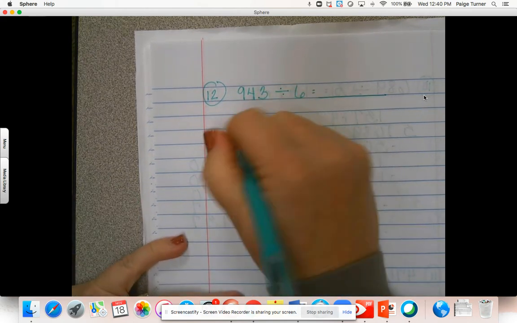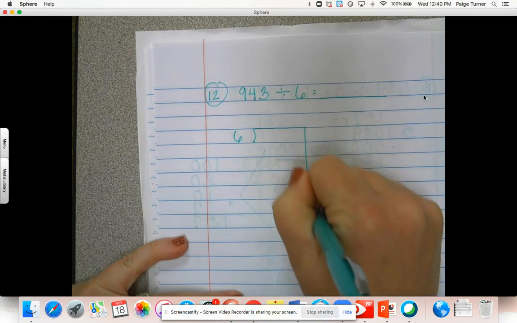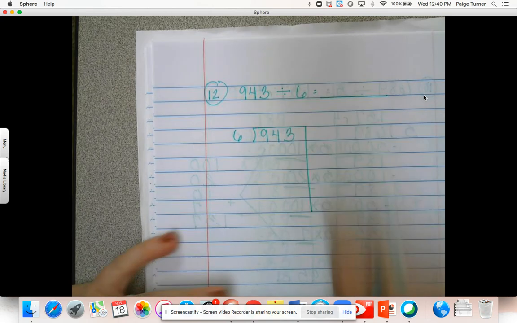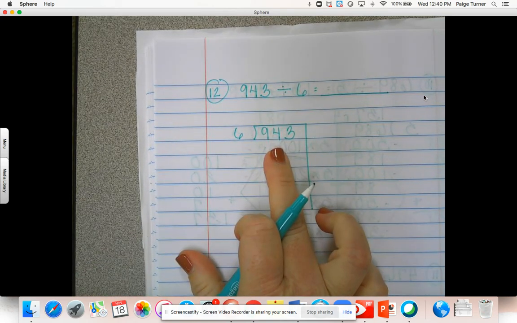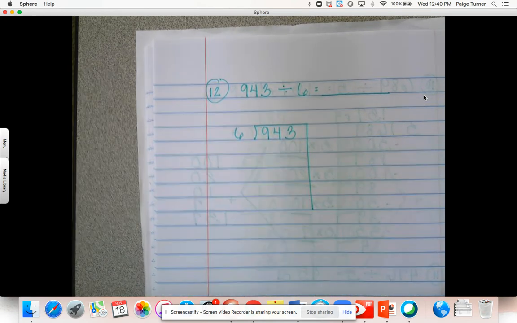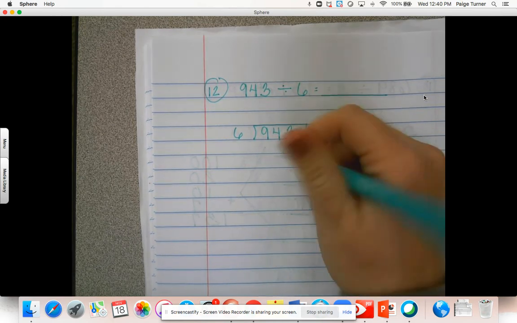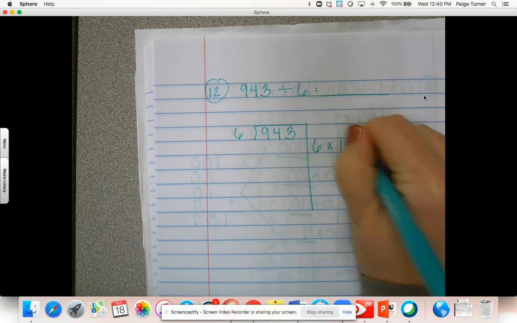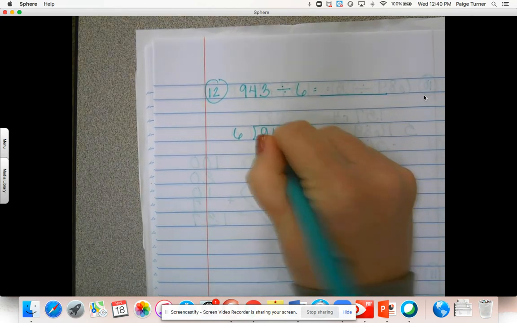So skip down a couple lines. 6, big 7, 943. So again, we want to break down our total, which is 943. We want to break it down to as small as we possibly can using those multiples of 6. So 6 times what number will get us close to 900? I would start with something simple, like 6 times 100, and 6 times 100 is 600.